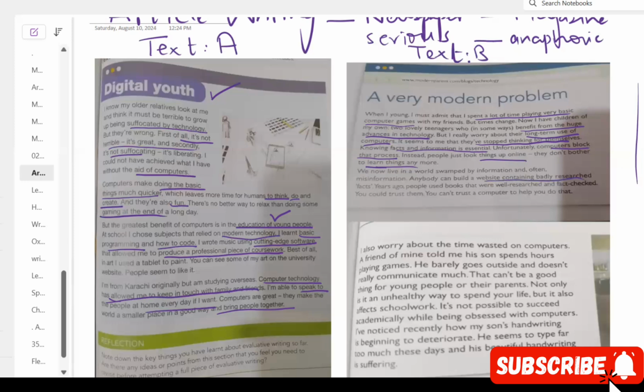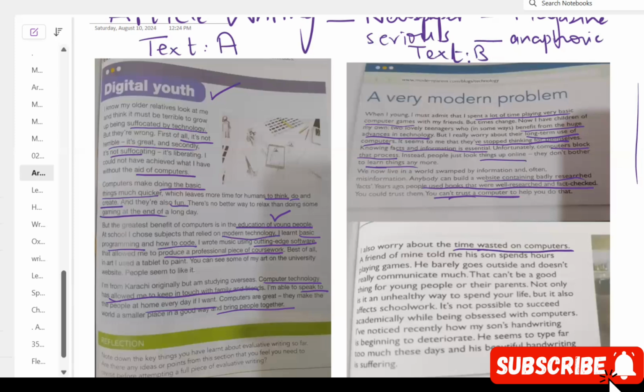Years ago people used books that were well researched and fact checked. So it's a comparison from the past to the present. You could trust them. You can't trust a computer to help you do that. We can't trust a computer. I also worry about the time wasted on computers. Yes, the time wasted on computers, it's an important keyword.